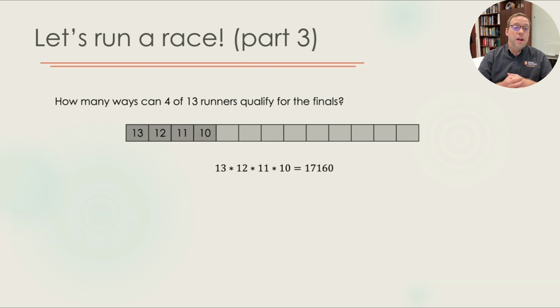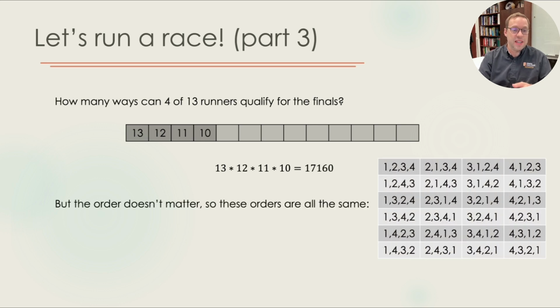Okay, let's take it one step further. What about the top 4 runners? We're going to look at the way the top 4 runners can qualify for the finals. Well, then it would be 13 times 12 times 11 times 10. That's 17,160 different ways that the 13 runners can finish first, second, third, and fourth place. But there, the order still matters.